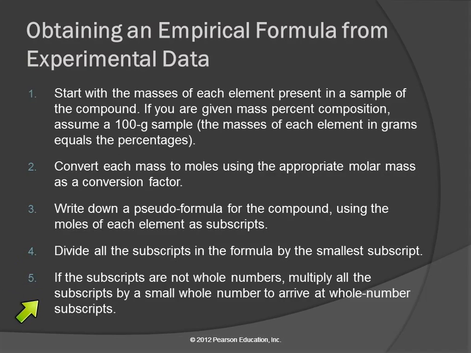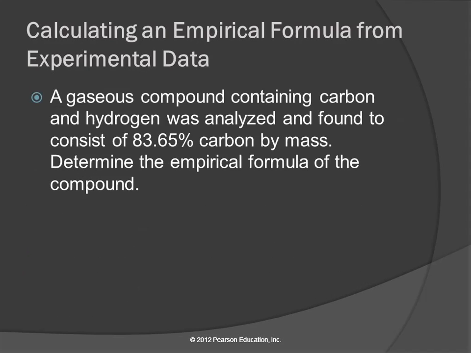Sometimes when you do that, all the subscripts end up being whole numbers, and other times they don't, and we'll see an example where they don't. Well, what if they're not whole numbers? Well, then you have to multiply them until you get whole numbers. So we'll go over that. So here's an example. A gaseous compound containing carbon and hydrogen was analyzed and found to consist of 83.65% carbon by mass. Determine the empirical formula of the compound.